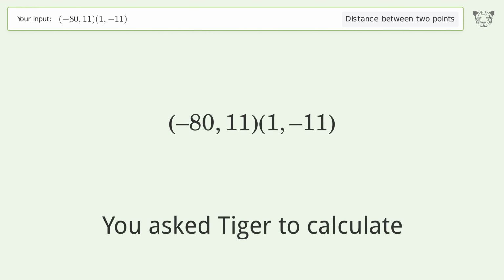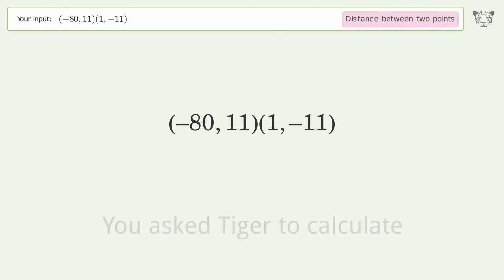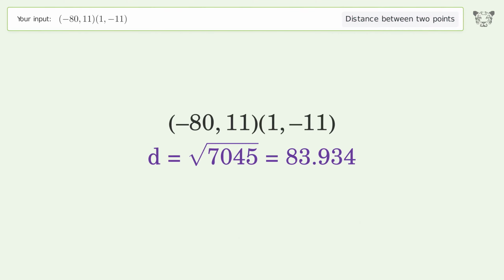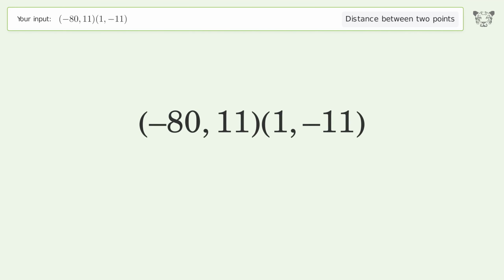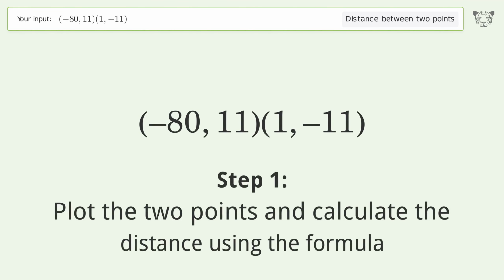You ask Tiger to calculate. This deals with the distance between 2 points. The distance between the 2 points is the square root of 7,045 or 83.934. Let's solve it step by step. Plot the 2 points and calculate the distance using the formula.